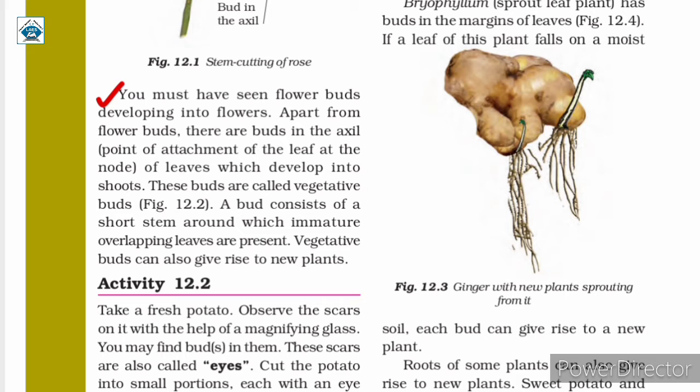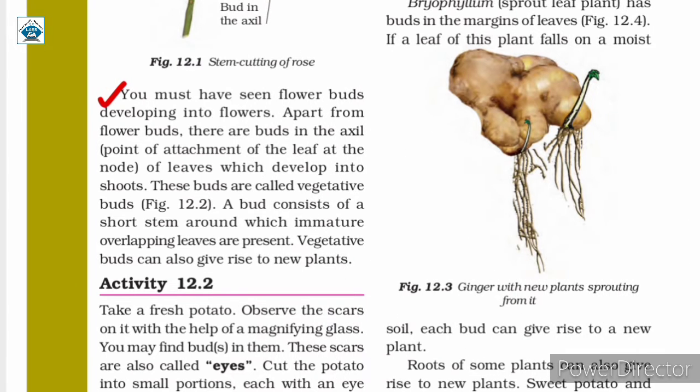You must have seen flower buds developing into flowers. Apart from flower buds, there are buds in the axil, which is the point of attachment of the leaf at the node of leaves, which develop into shoots. These buds are called vegetative buds. A bud consists of a short stem around which immature overlapping leaves are present. Vegetative buds can also give rise to new plants.